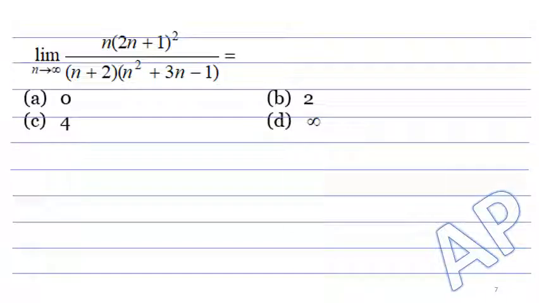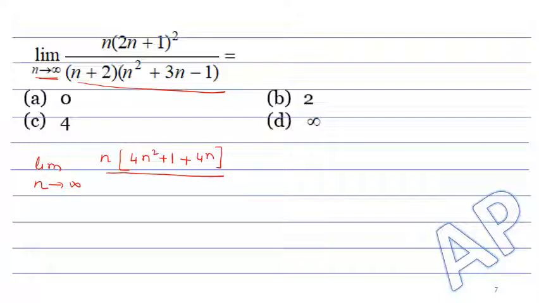Evaluate limit at infinity, that is limit as n tends to infinity of n into 2n plus 1 whole square by n plus 2 into n square plus 3n minus 1. Let me consider this limit as n tends to infinity of n into, let me expand 2n plus 1 whole square, that is 4n square plus 1 plus 4n. I am applying the formula for a plus b whole square. In the denominator, let me multiply this. That is, let us take the product of these two terms.